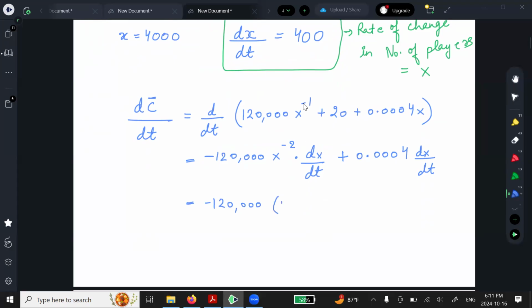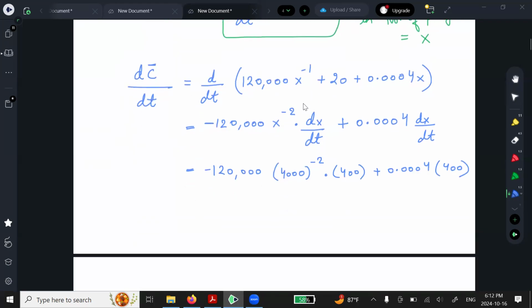Plug it in, what do you get? I mean, it must be a big number. 4,000 to the -2 times 400, plus 0.0004 times 400. Somebody give me the answer before I finish writing. So is it increasing or decreasing? Now, like in exam 1, I had one line at the end: interpret your answer. That's something you're going to do here also. So the average cost, depending on what the sign is here, can anybody tell me the answer without looking at the answer? Is it positive or negative?